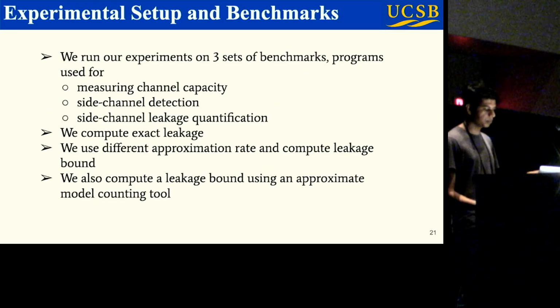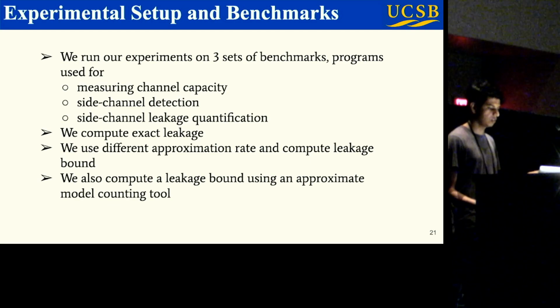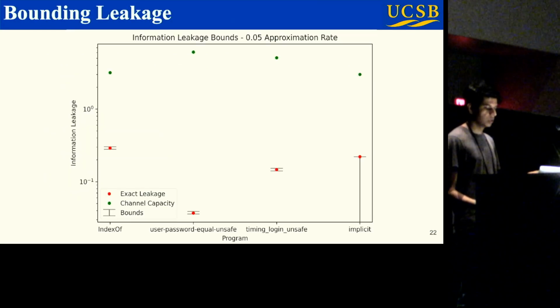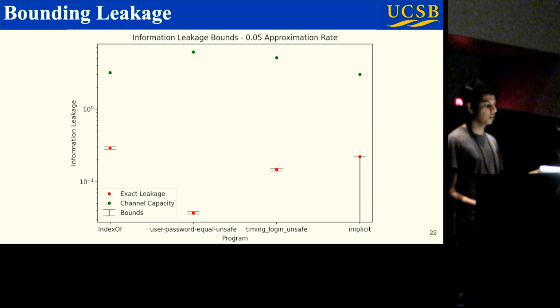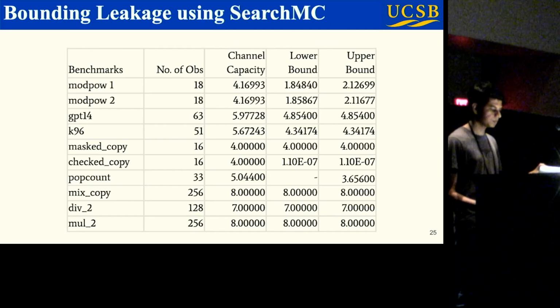We compute exact leakage, and then we relax the constraints to get upper and lower bounds. So here we see the channel capacity, which acts as an upper bound for Shannon entropy, and then we see the exact bound in red, and then we see the bounds that our algorithms give in gray. And as you increase the approximation tolerance, the bounds grow looser. This is the bounds computed using an actual model counter, and you can see that we still do better than channel capacity using an approximate model counter.